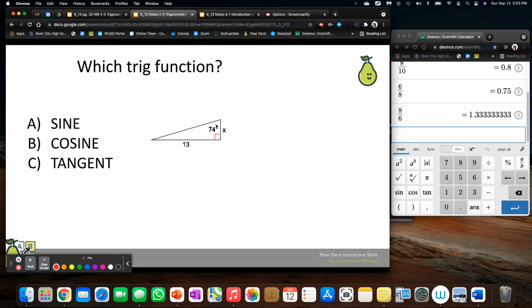All right, here's another example. Here's my reference angle. This is the hypotenuse, opposite, adjacent. And again, we're solving for x, and we're given the 13. So that's the O and the A. So OA, that means we're going to use tangent.